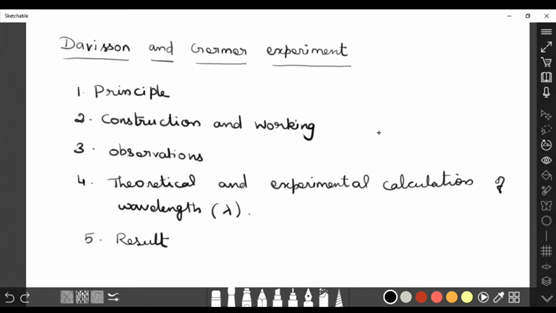Actually, this experiment explains the wave nature of the particle. So before watching this video, first watch de Broglie's hypothesis. De Broglie theoretically proposed that a particle also has wave nature, that is, matter also has wave nature. He gave only the hypothesis, but experimentally it was proven by Davisson and Germer. That part only we are going to discuss now.